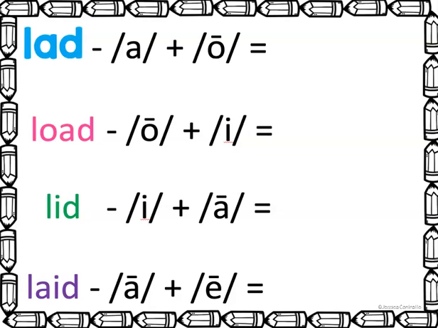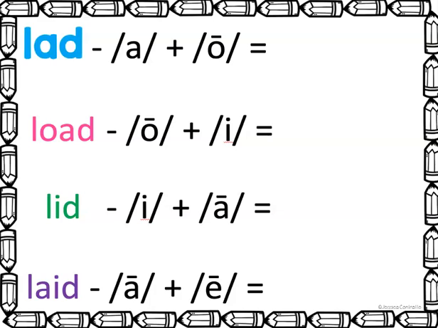Okay, for this we are looking at words and changing the middle sounds within them and then predicting what that word is going to be if you change that middle sound. So for example, the first one is lad. It has a short A sound, but we're going to add to that short A sound the long O sound. So we're actually taking away the short A sound and adding the long A sound.